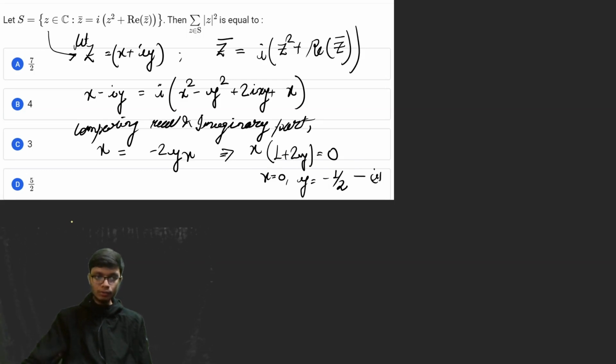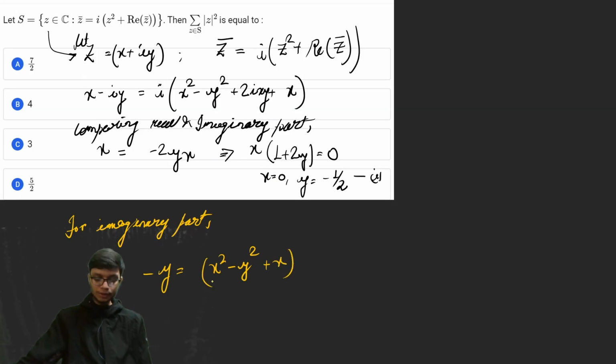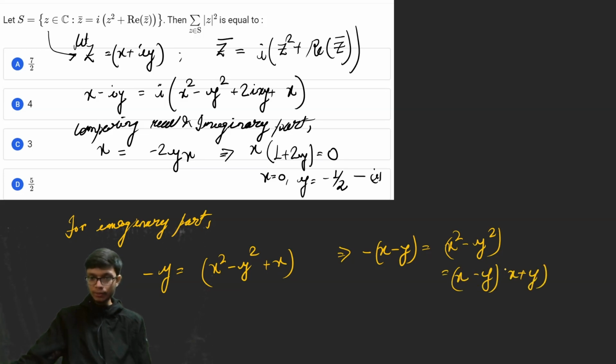the imaginary part. So if I compare the imaginary part, what will I get? I will get minus of y is equal to x square minus y square, and the last part will be plus of x. So that's the value, and if I solve this equation, this will be x minus y. Okay, so you can take this on the left hand side, then minus of x minus y is equal to x square minus y square, and you can write x square minus y square as x minus y into x plus y. Okay, so from here you will again get two values.